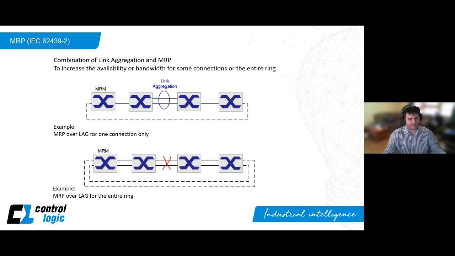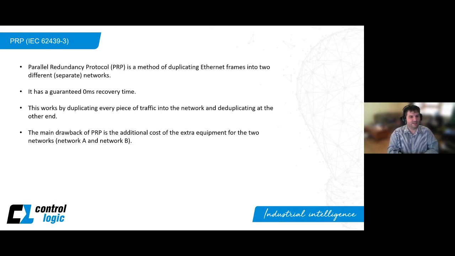And if the recovery times are too great, we have parallel redundancy protocol. So the parallel redundancy protocol is, in simplest terms, sending everything twice, and then if one of them gets lost, we don't care because we have another one. If we just duplicate everything, then if we have one failure, we have no loss of data.